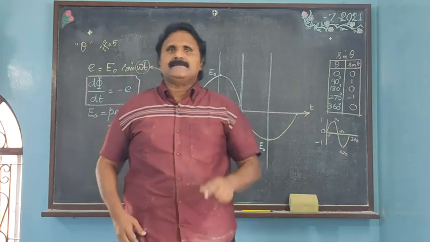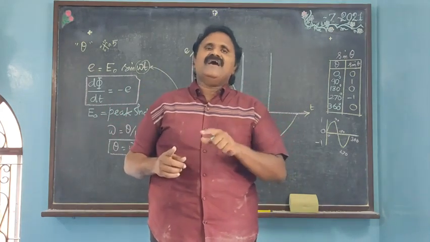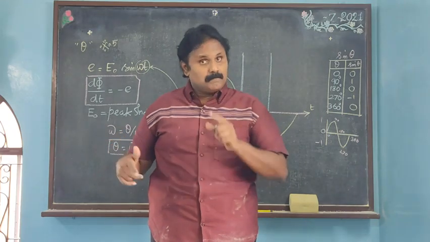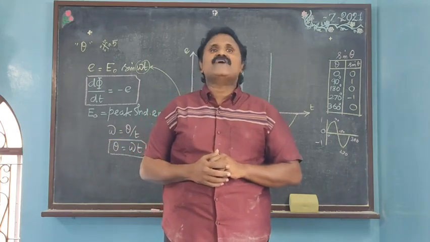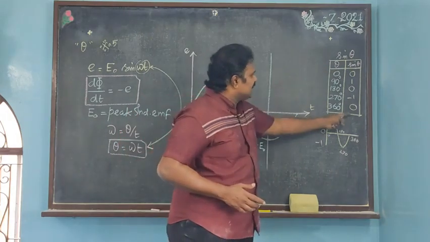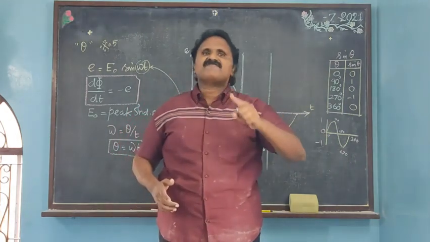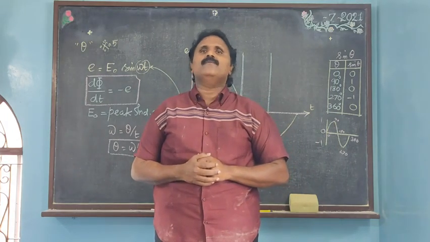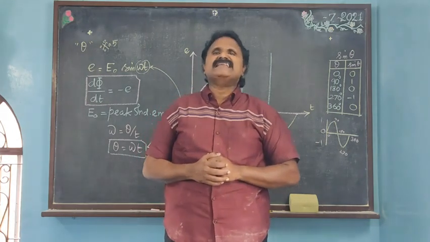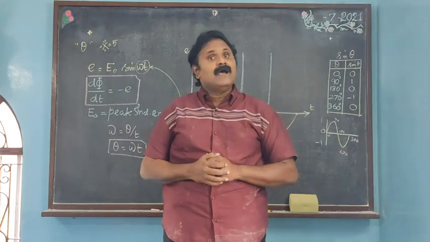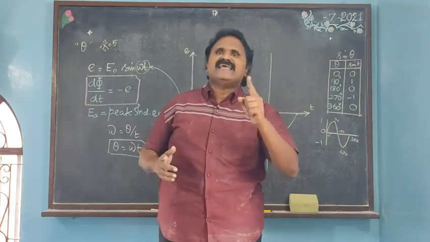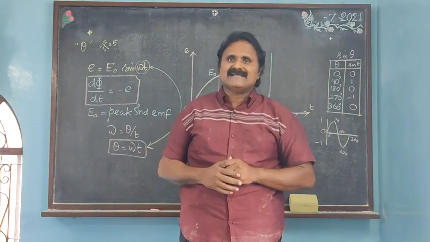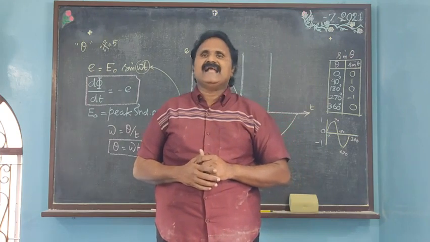Try to understand, the variation of the flux leads to the induced EMF, and that is sinusoidally varying EMF, according to the sine value. That is why we call this alternating EMF. Consequently, the current we are obtaining is nothing but alternating current.